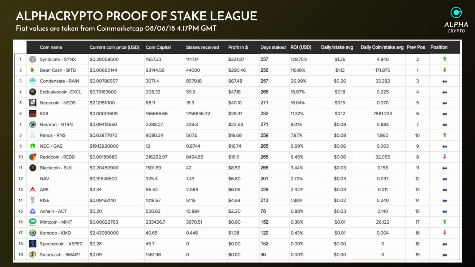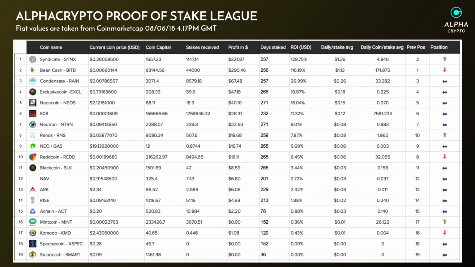So let's have a look at this week's Proof of Stake League, and Syndicate is back in number one position. I've updated the stakes received, because in the last episode I believe that was incorrect. So this week's, it's definitely up to date now. Bean Cash at number two has gone down one position, and everything seems to be stalemates. However, some notables: Renos has gone up two positions actually, so it was 10th and now it's 8th position, which is quite strong.